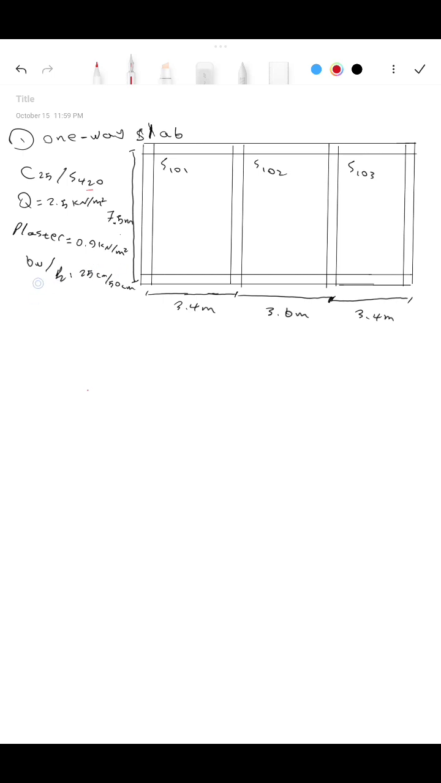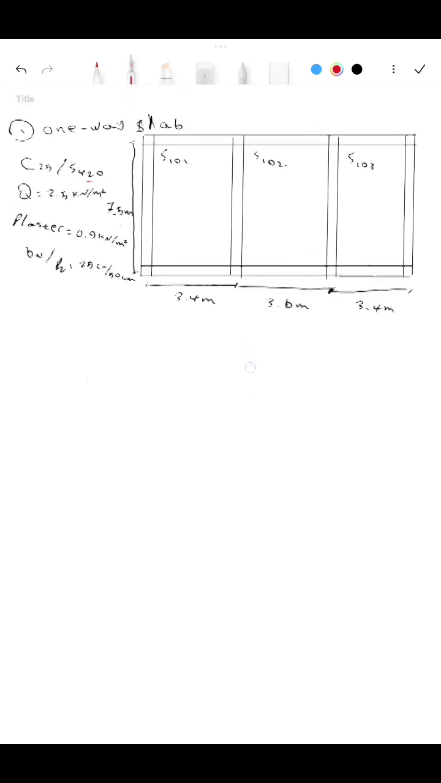Then we have the bw over h. This is the dimensions of the beam, 25 centimeter and 50 centimeter. The dimensions of the beams are very important. Also, another thing to mention is these dimensions 3.4, or 3.6 or 3.4 are from the center of the beam to the second center of the beam. This is very important. Okay, we will start designing these slabs.